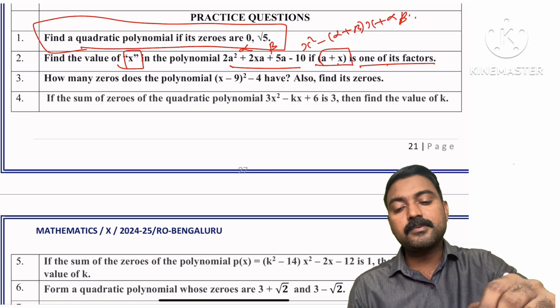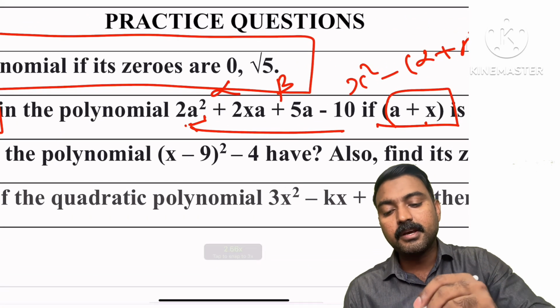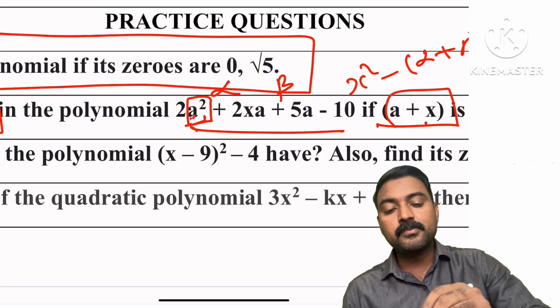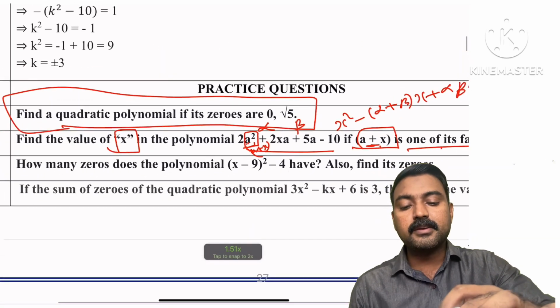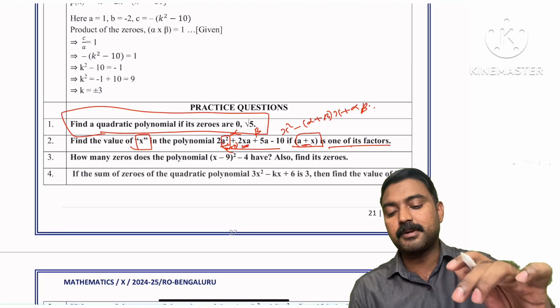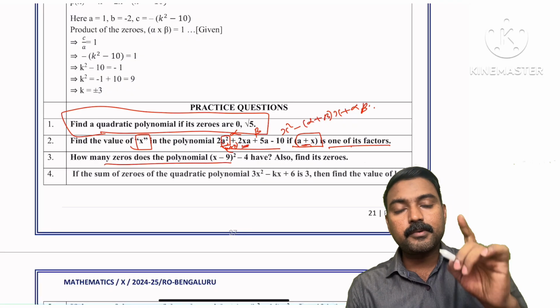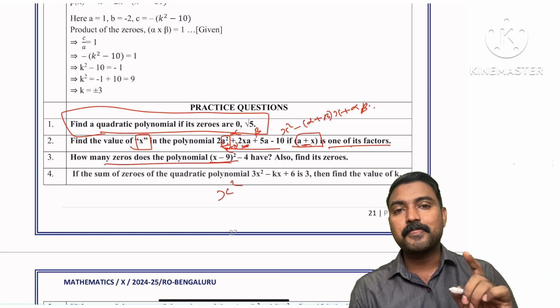A plus x is one of the factors. Listen very carefully, here the quadratic polynomial is not in x but in a, because of 2a square. So a is instead of x. In the place of a you can give that a plus x, because that is one of the zeros. After giving that you can solve the equation, you may get the value of x, because x is the unknown variable. Then how many zeros does a polynomial have? A quadratic polynomial has only 2 zeros. So just to expand this, you can understand it will be a quadratic equation. Quadratic polynomial means it has 2 zeros.